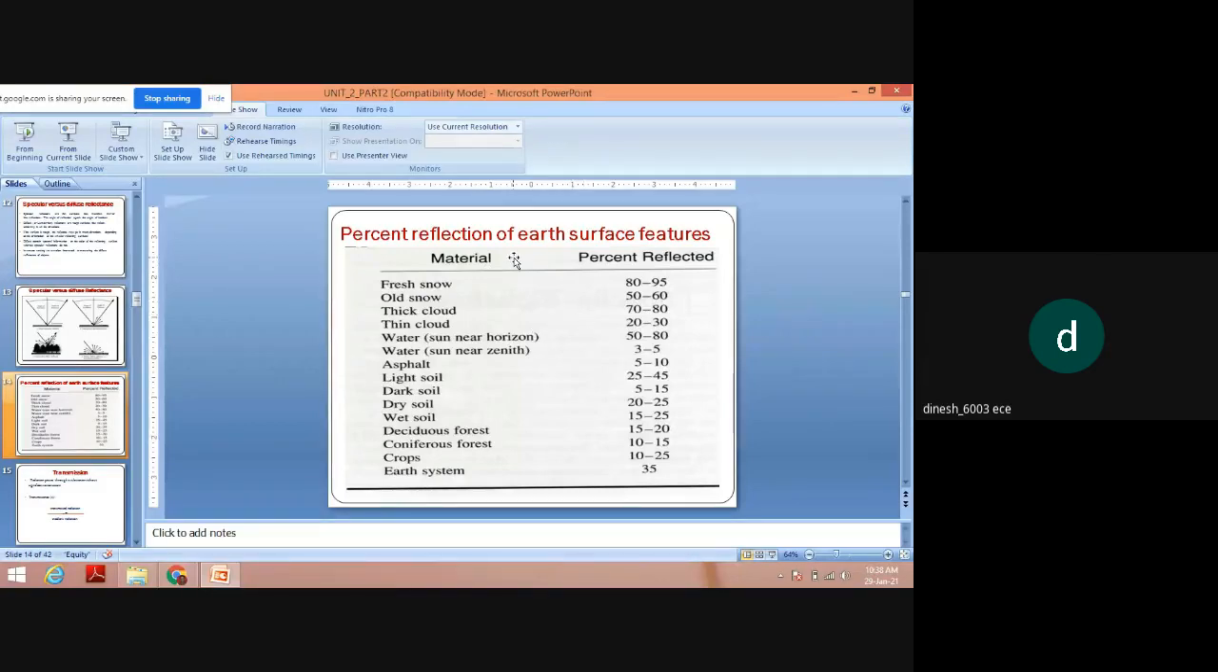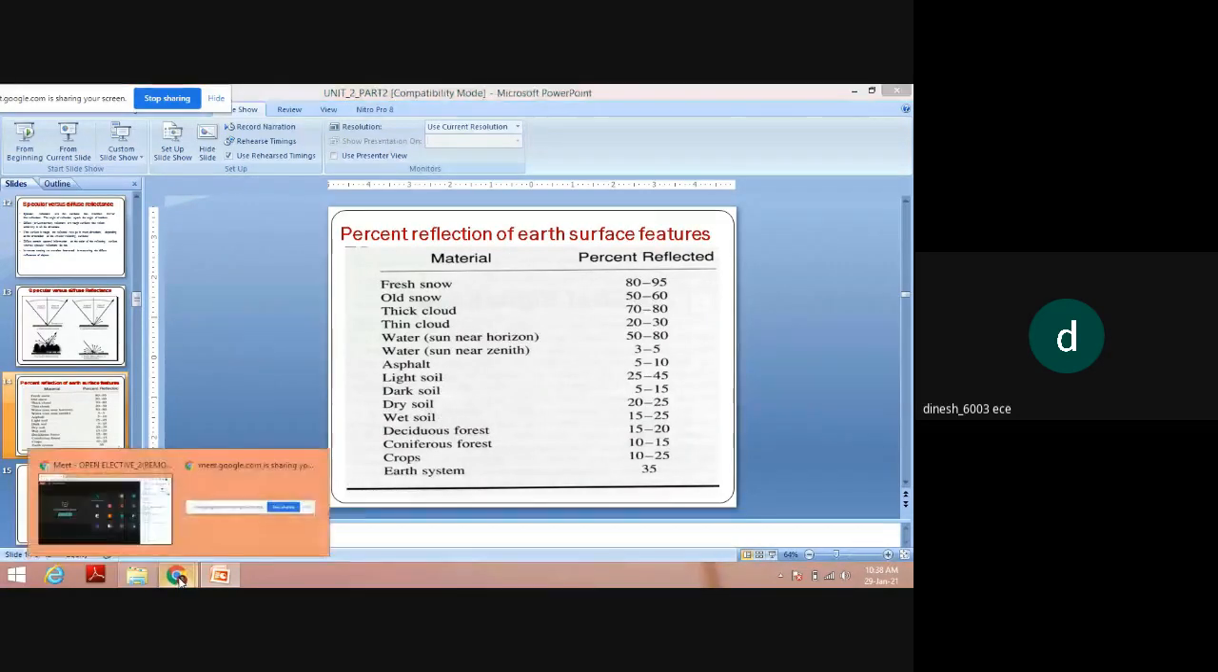All these materials and percentage reflections have already been determined, so depending upon that, the values are given. With respect to that, we will be determining whether it is light soil or heavy soil, wet soil, vegetation, crops, what is being done.